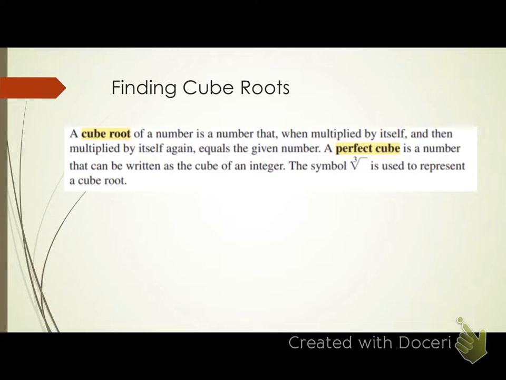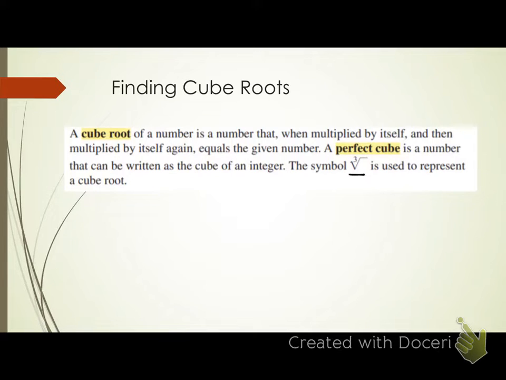So, a cube root of a number is a number that, when multiplied by itself and then multiplied by itself again, so I got 3 of that number, all being multiplied, equals the given number. A perfect cube is a number that can be written as the cube of an integer. Here's our symbol that we use to represent a cube root. Like I said, it's just our radical with 3 in the index. Okay?